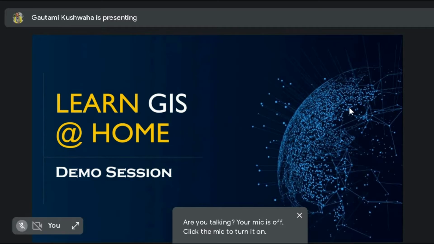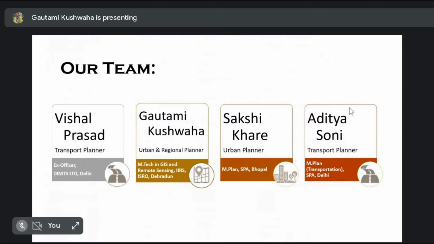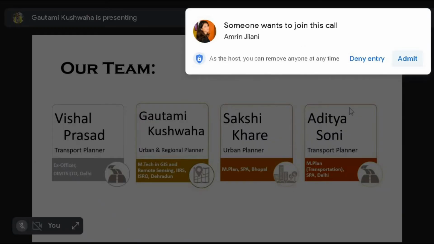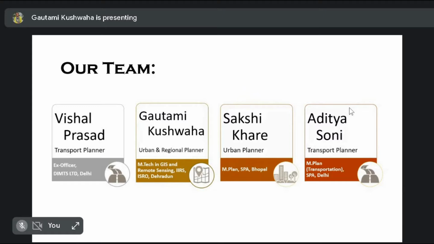So let me start by introducing our team. We have Vishal Prasad. He's a transport planner, and he's managing this course. I'm Gautami Kushwa, a GIS analyst and freelancer by profession, so I'll be taking your sessions. We have Sakshi Khare. She is also an urban planner and has very good knowledge of GIS, so she is also going to take a few sessions with you. And then we have Aditya Soni, and he's also going to help in managing this course. So this is our team. We are a team of 4 people.